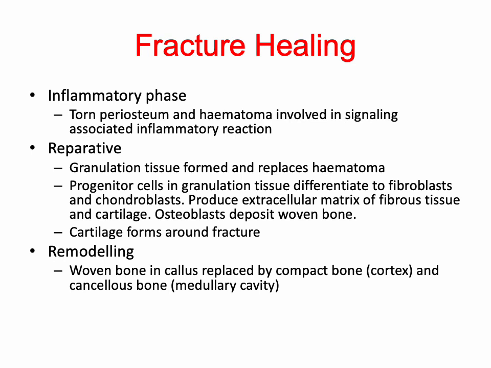In the reparative phase, the hematoma is replaced by granulation tissue, and an immature callus is formed. So progenitor cells in the granulation tissue differentiate into fibroblasts and chondroblasts. An extracellular matrix is formed of fibrous tissue and cartilage, and woven bone is deposited by osteoblasts, and cartilage forms around the fracture. And then later on, we have remodeling where woven bone is replaced by compact and cancellous bone to form cortex and medullary cavity.